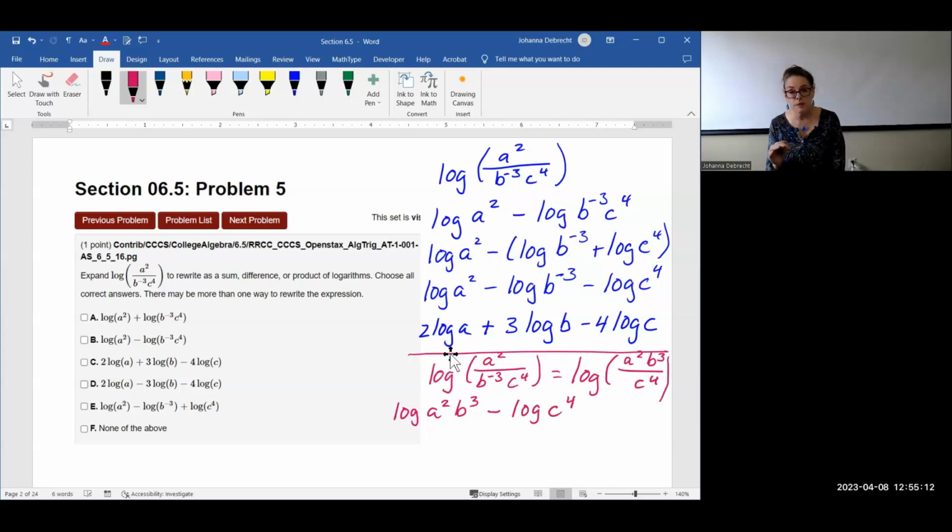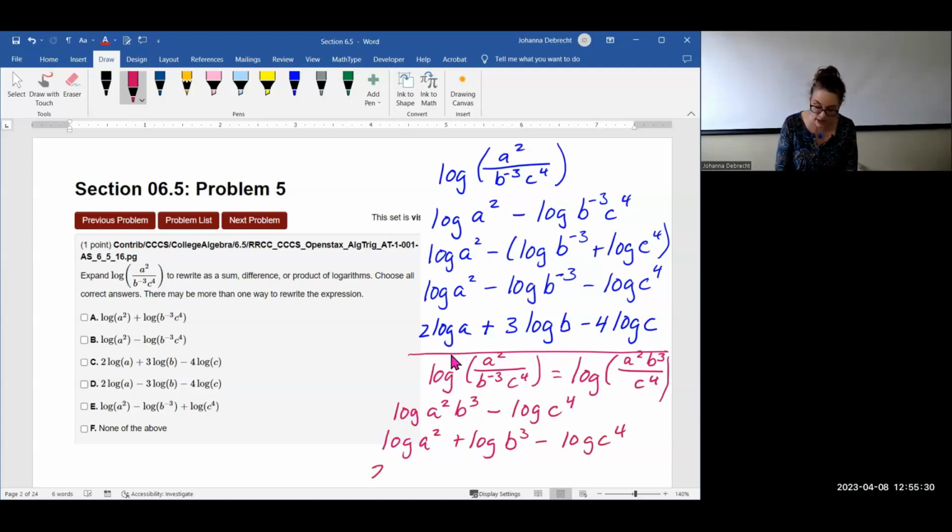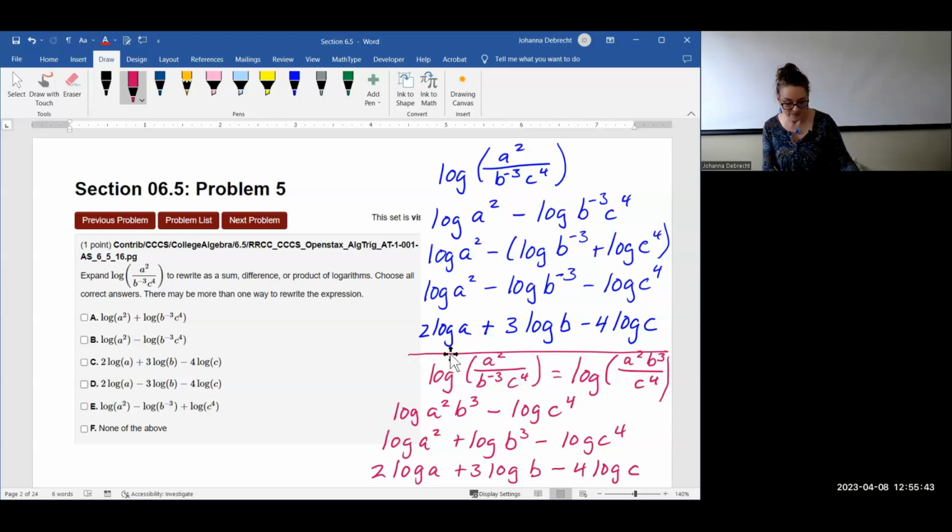Then I would split up the a squared and b cubed. Since they're multiplied, it becomes addition. And so this becomes log of a squared plus log of b cubed, and then minus log of c to the 4th. And finally, I would bring the powers to the front, and I would end up with the same exact result I got when I did it in blue. Right? So again, a different way of looking at the problem, but coming up with exactly the same result.